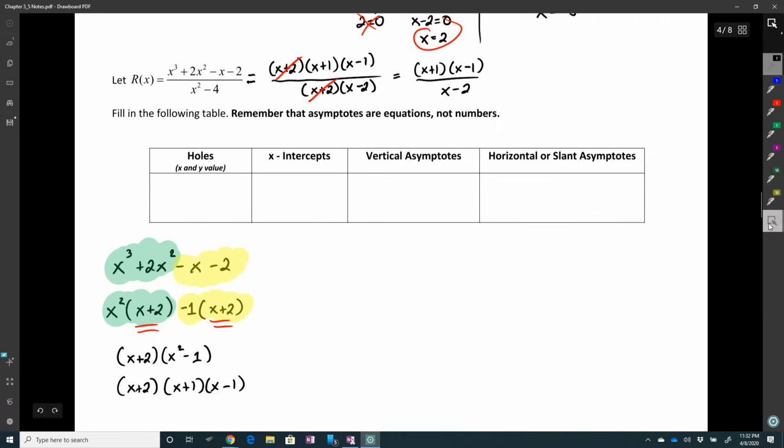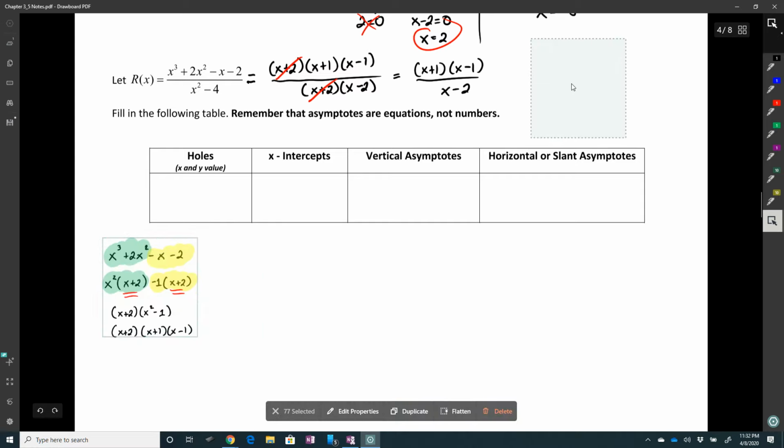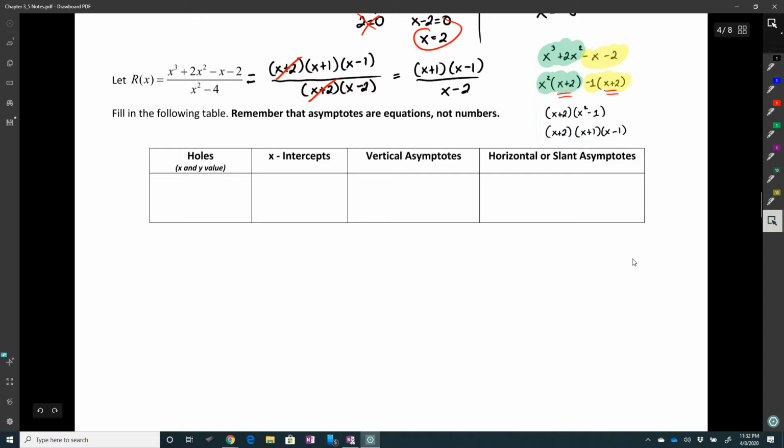I'm going to write the work that I did for this problem. I'm going to shrink it and shimmy it to the right side so I can have some room for myself. So for my hole, we ask ourselves what canceled? Well, what canceled was the x plus 2. So that means x equals negative 2 is the x value of the hole.